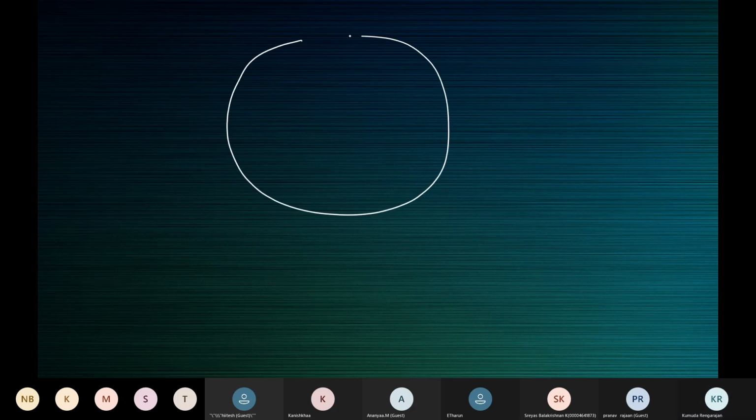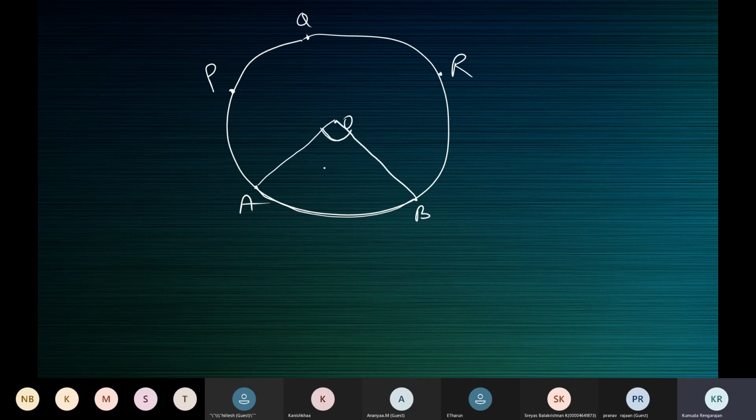Circle, center O, A, B. We are talking about this arc AB. We'll take points P, Q, R on the circumference. We'll join A to O, B to O. This is the angle made by arc AB at the center.